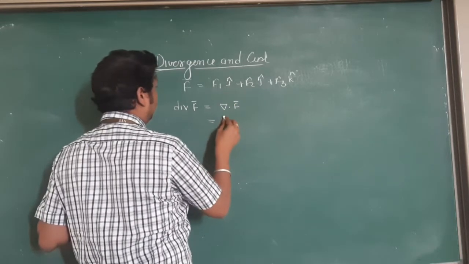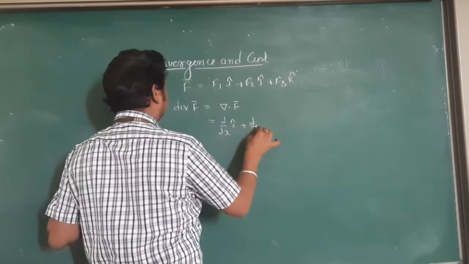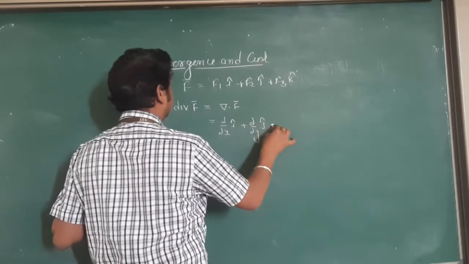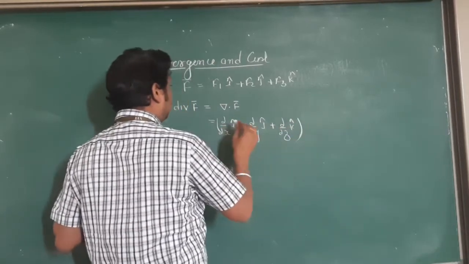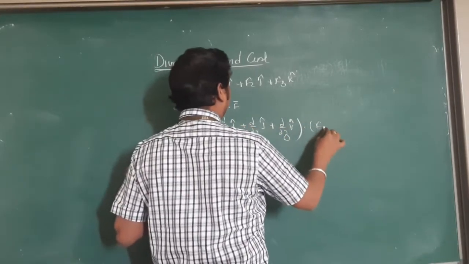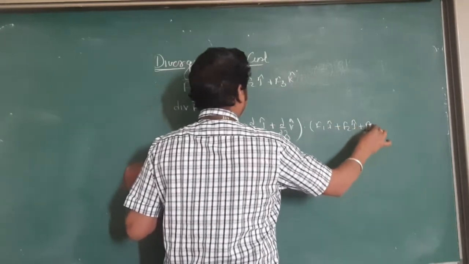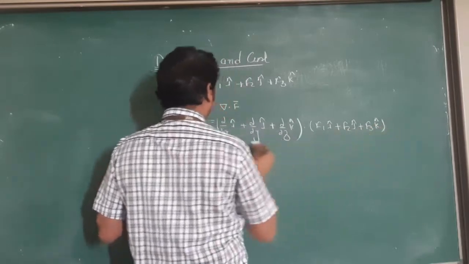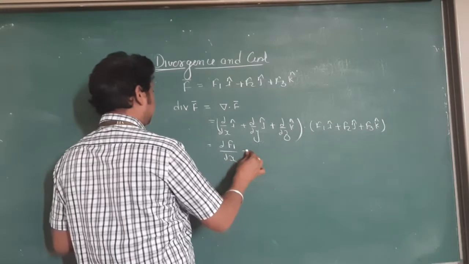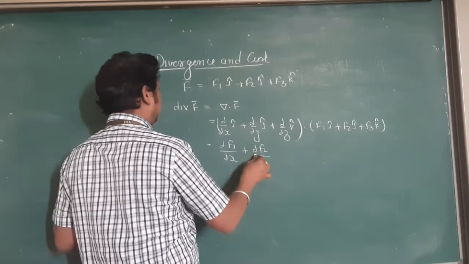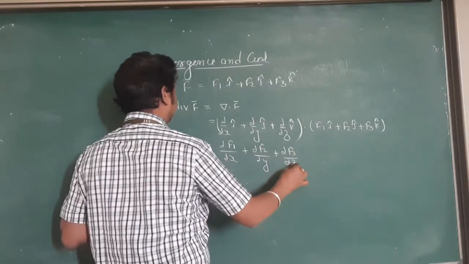What is del? We know very well: del upon del x i cap, del upon del y j cap, del upon del z k cap. Take the dot product with f. F means f1 i, f2 j, f3 k. So it becomes del f1 by del x, del f2 by del y, del f3 by del z.